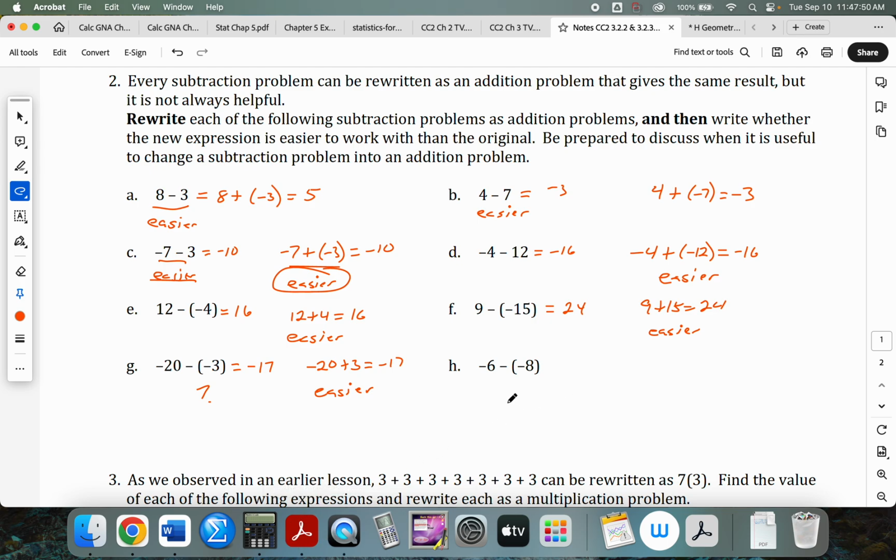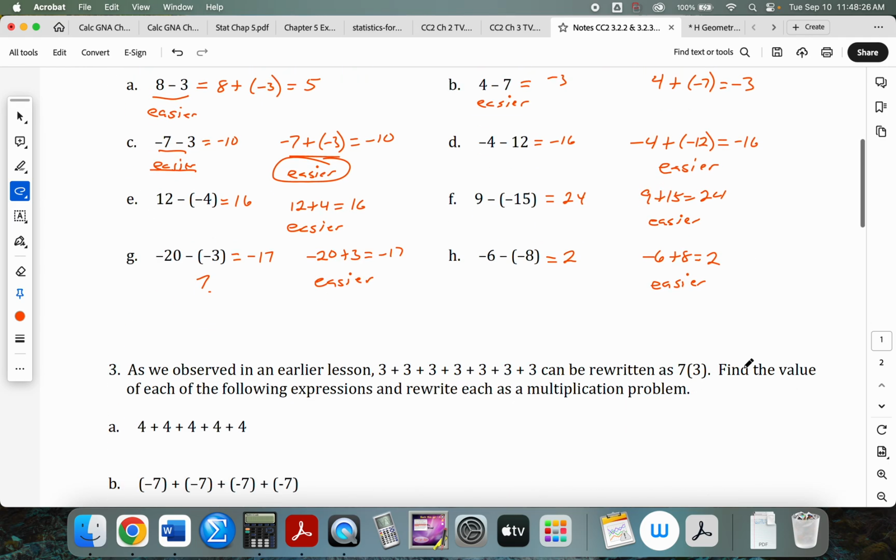All right, and then let's see, desk 5, Johnny. The answer for what I got was 2. Right, and how could you rewrite it? Negative 6 plus 7. And which one do you think is easier? Yeah, I do too. So most of the time when we're subtracting a negative, it's easier if you change it into plus a positive. Other times it may be helpful, but it's not always a big deal.